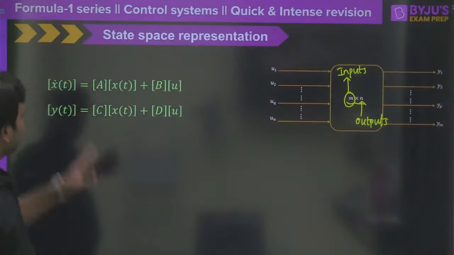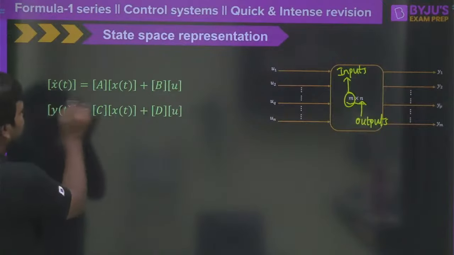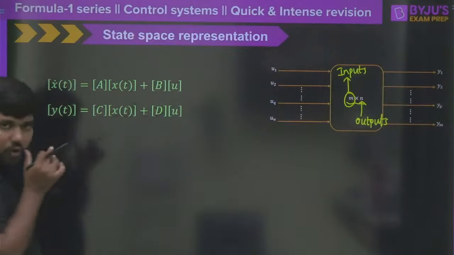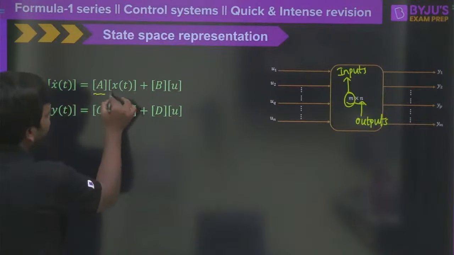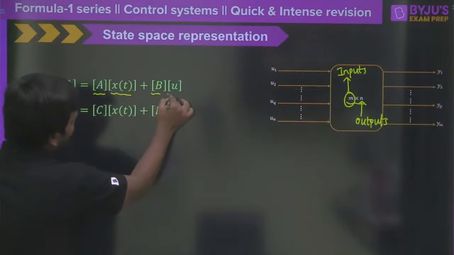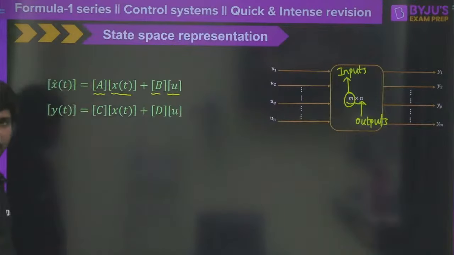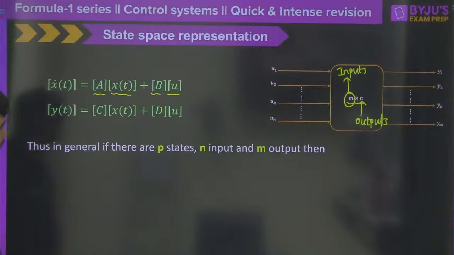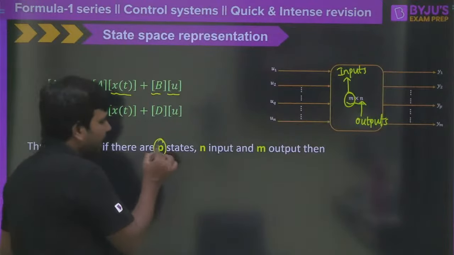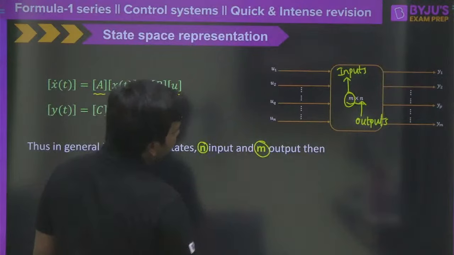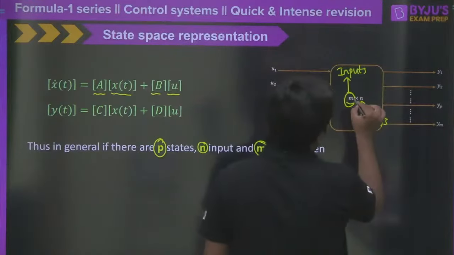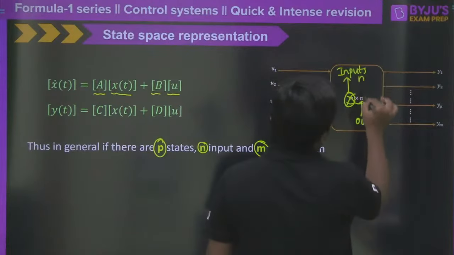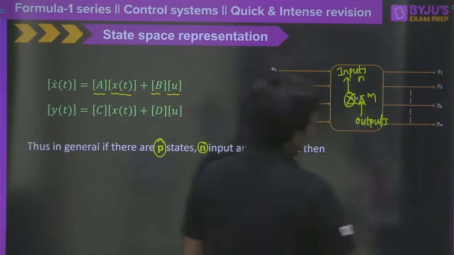Then the state space representation can be written like this. Clear? Everything is in matrix form. Here A is basically a matrix, X of t is also a matrix, B is also a matrix, U is also a matrix, everything is a matrix. Then what is this matrix? So simple again. In general, if there are P states and N inputs and M outputs, fine. So I think we have reversed it, right? So N inputs and M outputs. Look at that, this is N here and this is M here. I am extremely sorry about this. Okay.